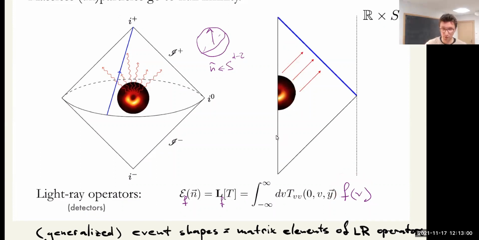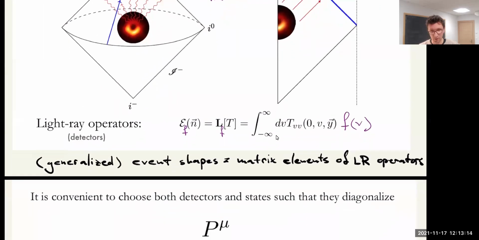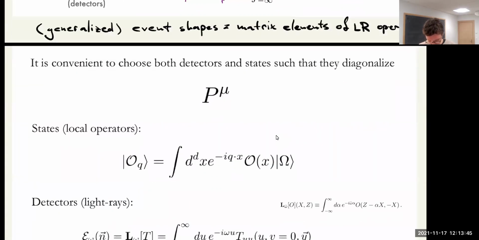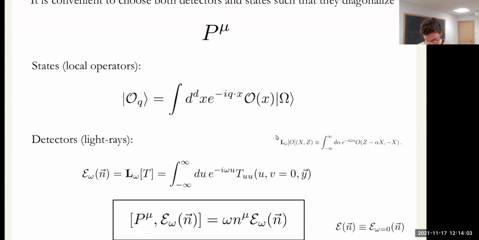Now, of course, you are free to choose this function f as you like. But let me motivate one convenient choice, which is nice. This choice is dictated by the following: we can choose both detectors and states such that they diagonalize P mu. For states, this is obvious. We just take a local operator, do a Fourier transform, and here you go. This state carries a definite momentum q. For detectors, the light ray operators, it's maybe a little bit less familiar, but it is a true fact that if you take this operator and place it at null infinity, so this integral over retarded time at null infinity, and you integrate it with some weight like that, then you find that these detector operators carry a definite momentum.